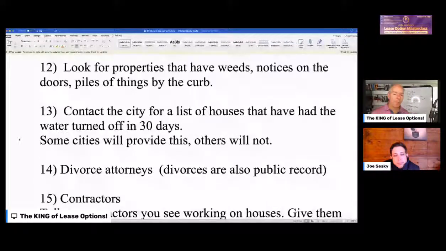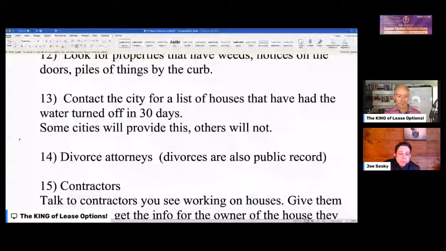Now this is interesting. Look for properties that have weeds, notices on the doors, piles of things by the curb. Now, number 12, you would think, okay, that sounds like a wholesale deal. Well, it might be, or it might not be. Just because a house has tall weeds, or it looks like it's a little bit in disarray, doesn't mean it's a pile of crap. It just means there is something going on there, right? It might be a rental property, and the investor's tired of it. The point is to get in front of these owners that have these properties.